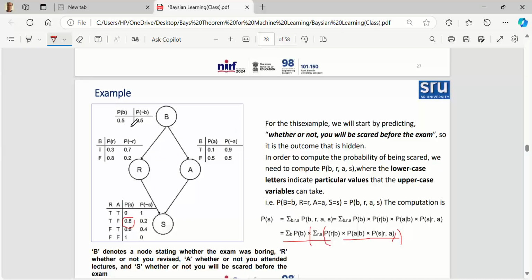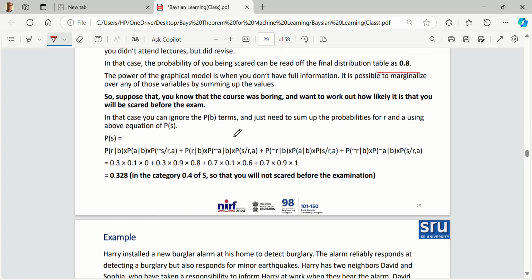So going for the score, the probability of boring is 0.5. Then probability of S is equal to probability of R given B into probability of A given B into probability of S given R, A, plus probability of R given B into probability of not A given B into probability of S given R, not A, plus probability of not R given B into probability of A given B into probability of S given not R, A, plus probability of not R given B into probability of not A given B into probability of S given not R, not A. So after getting all the values from the table, we get 0.38.